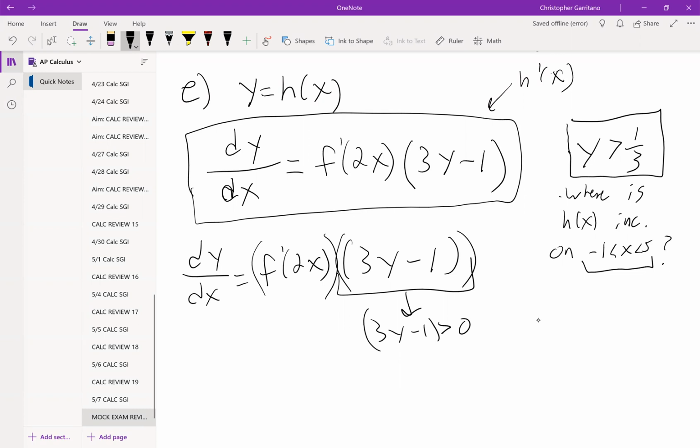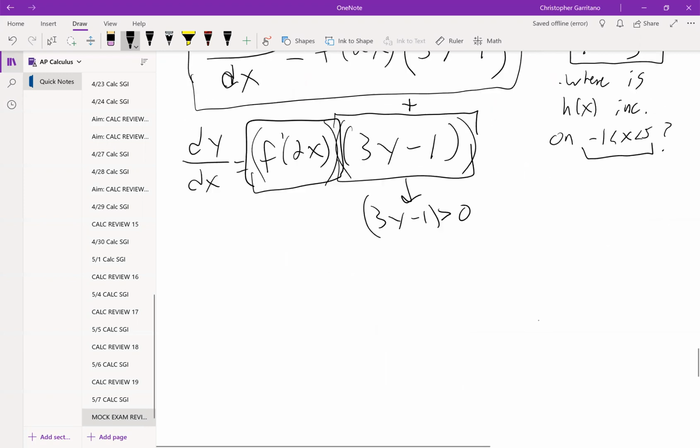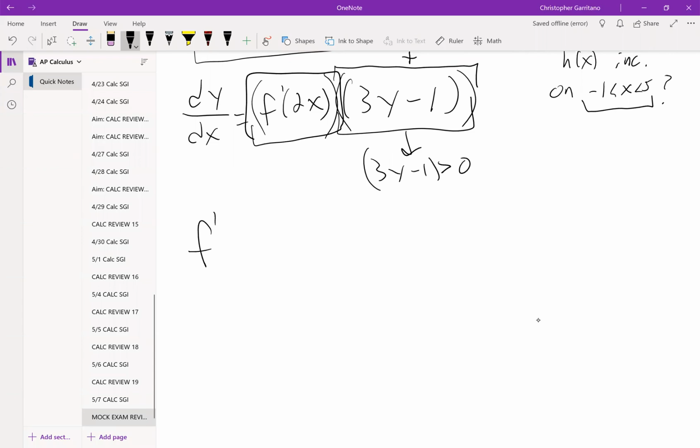So when we multiply two numbers, if we have a positive times a positive, then we know that product is positive. Since we know this term must be positive, this means that the derivative dy dx must be positive whenever f prime of 2x is positive. So really, this boils down to: when is f prime of 2x greater than 0? All right, let's see if we can figure that out.